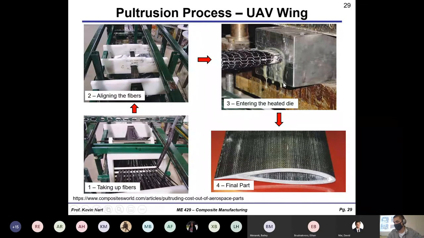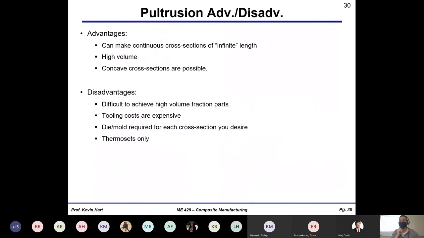So a lot of the extra epoxy is just dripping off here. It looks kind of nasty. But it's going to come into this die, and this die is heated. And on the back end, you're going to end up with a very nice-looking cross-section. This is a cross-section of an aircraft wing. Looks like some sort of wing element, maybe for a UAV or formula vehicle spoiler or something. Who knows? Only the people that did this. So there's an example of the pultrusion process, making these continuous cross-sections. Very useful for I-beams, wing elements, whatever. Some of the advantages and disadvantages: you can make these continuous cross-sections of quote-unquote infinite length.